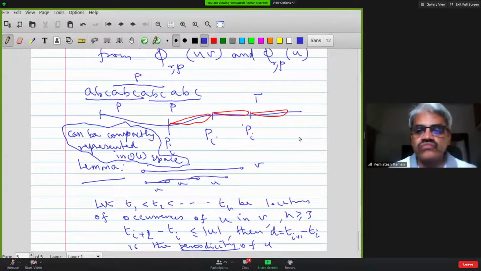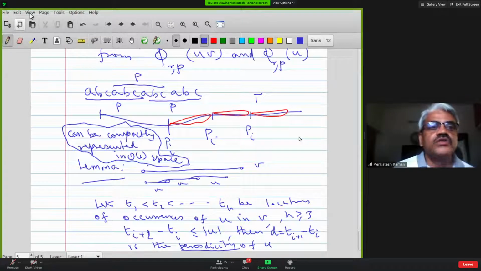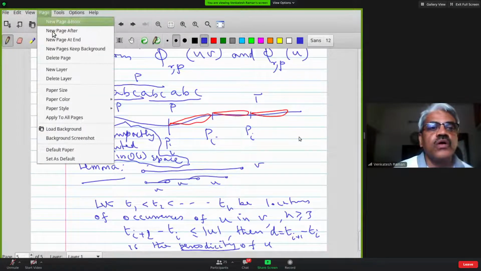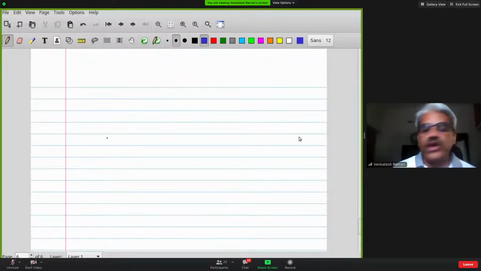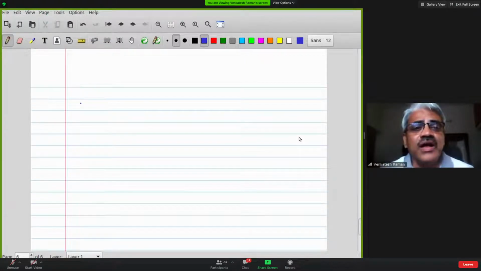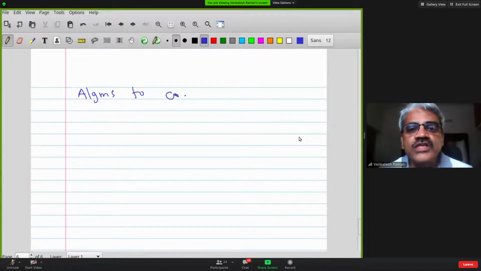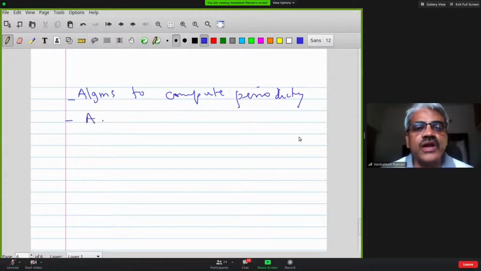Okay. So what else is known? There are algorithms to compute periodicity. There is some work on approximate string matching.